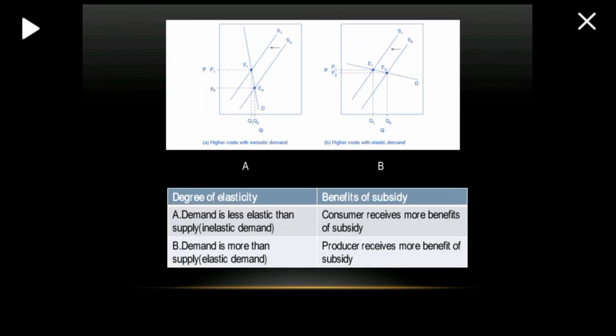Lastly, degree of elasticity and benefit of subsidy. When demand is less elastic than supply, consumers receive more benefit of the subsidy. For B, when demand is more elastic than supply, producers receive more benefit of the subsidy.